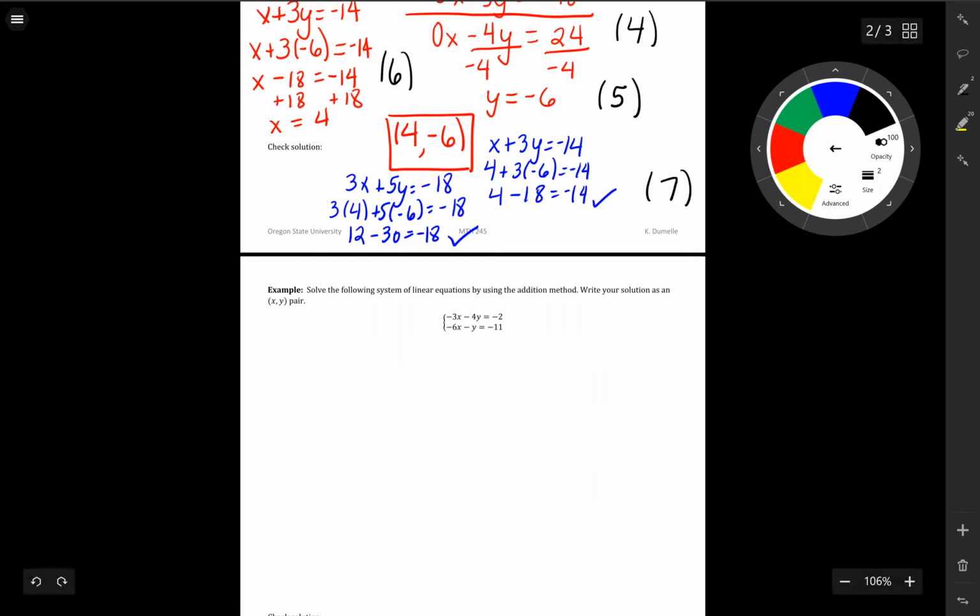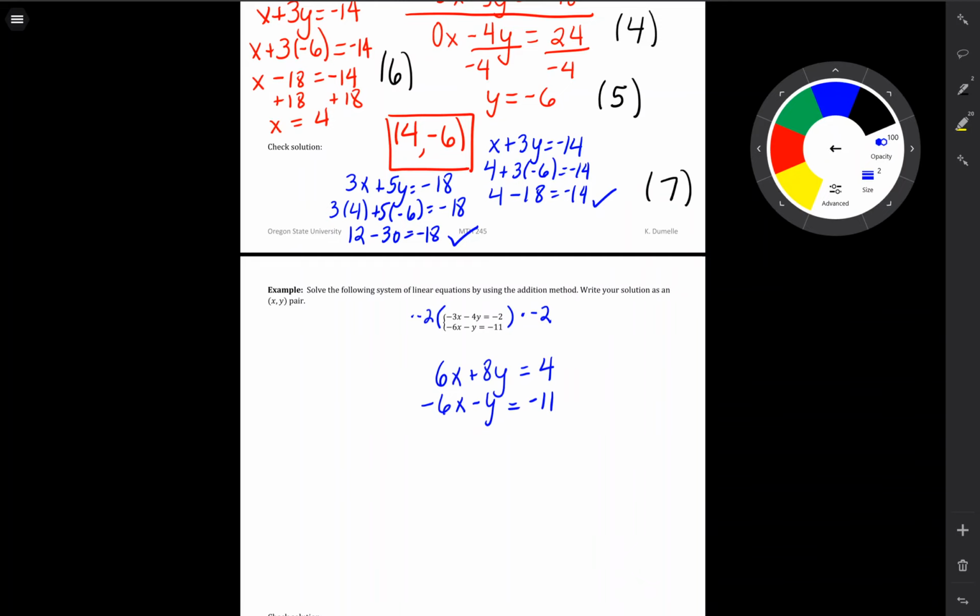But I'm going to multiply the top equation by negative 2 to make the number in front of the x a positive 6. It's okay if you did it differently. There is more than one way to do this. So when I do that, I get negative 2 times negative 3x gives me 6x plus 8y equals positive 4. And then I leave my second equation alone to get negative 6x minus y equals negative 11.